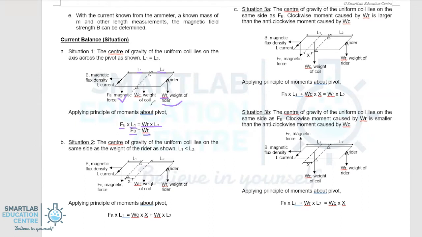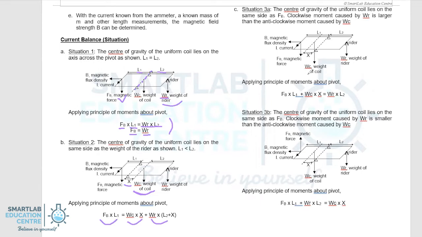It's important to note that the center of gravity of the coil coincides with the pivot. And therefore, in this example, the weight of the coil does not give rise to any moment about the knife edge. However, in this example, the weight of the coil no longer coincides with the pivot. And hence, you will now see that the weight of the coil will create an additional moment, which is WC multiplied by X. And this moment must be added to the moment caused by the weight of the rider, which will then be equal to the magnetic force multiplied by L1.